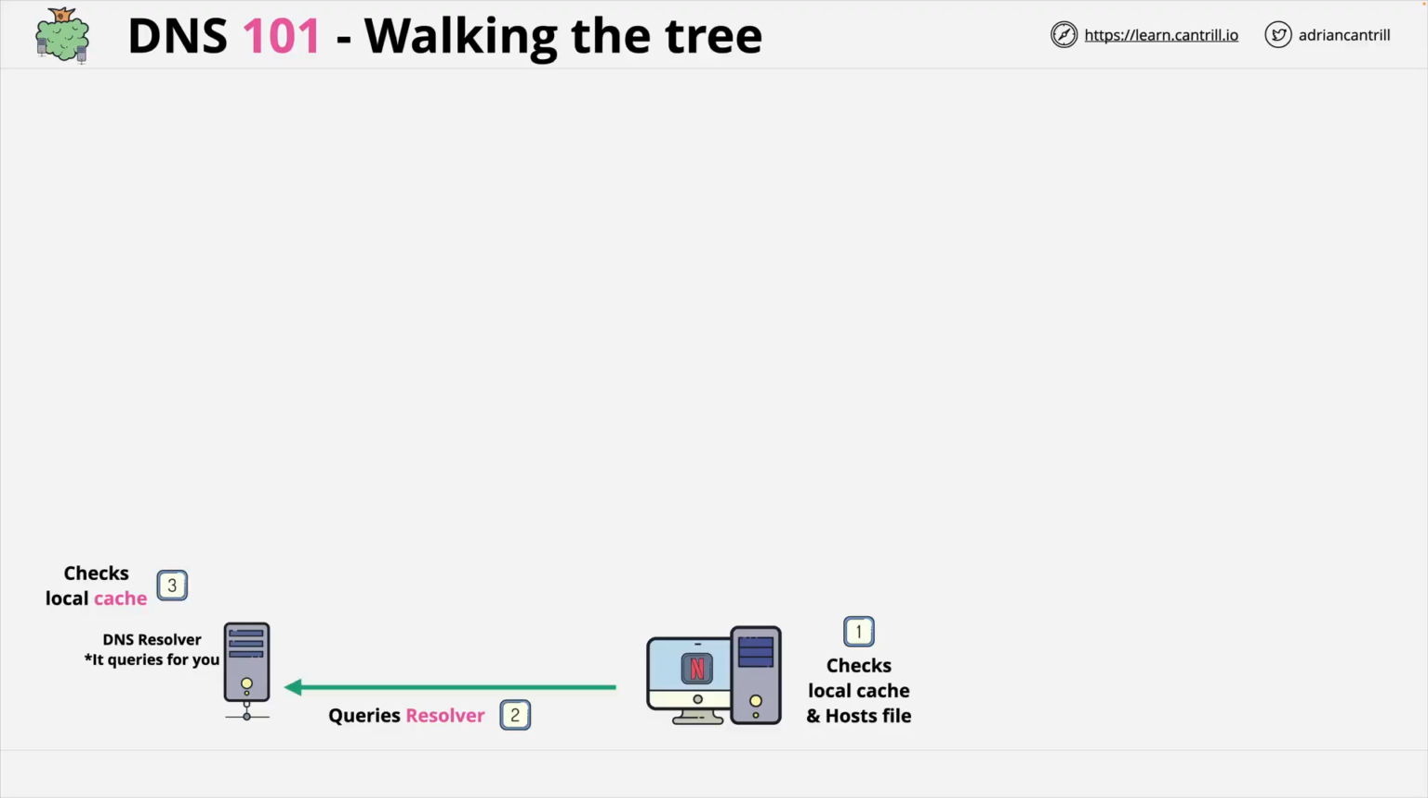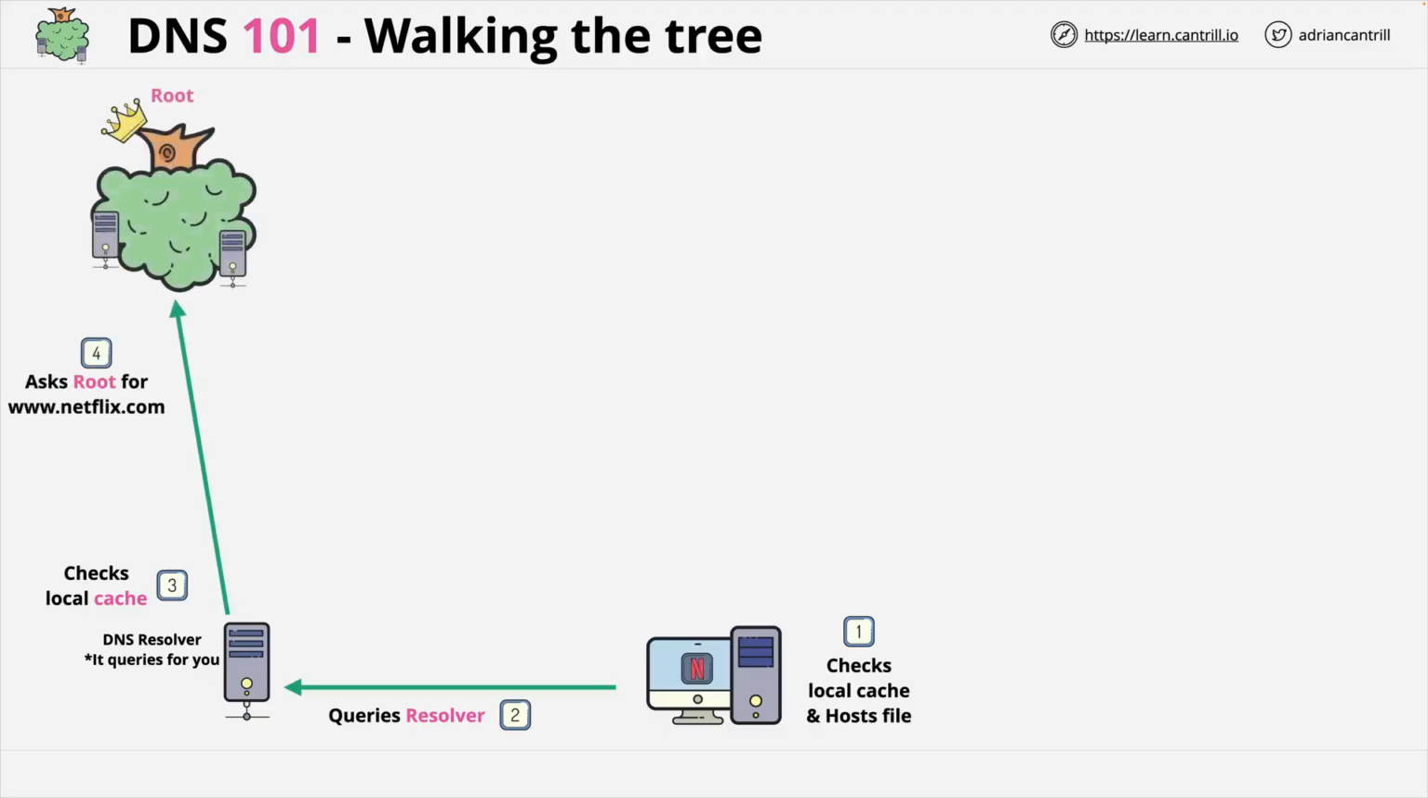Now, let's assume that there's no cached entry for www.netflix.com. Well, the next step is that the resolver queries the root zone via one of the root servers. Every DNS server will have these IP addresses hard-coded, and this list is maintained by the operating system vendor. The DNS root won't be able to answer us because it isn't aware of www.netflix.com, but it can help us get one step closer.